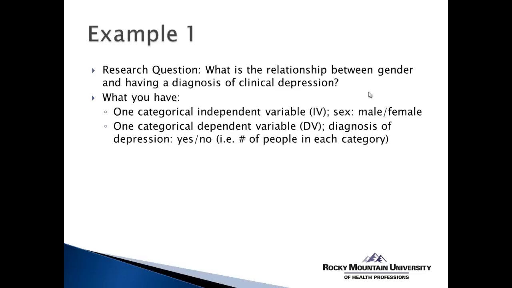The next thing we think about is what we have as far as variables. Well, in this case, we have one categorical independent variable, gender. In other words, we're assuming gender is going to have an impact on clinical depression or diagnosis of clinical depression. So it's a categorical independent variable with two levels, male and female. We have a categorical dependent variable or outcome, in this case a diagnosis of depression. Either they do or don't have clinical depression. And so one thing to note is we're not really measuring a score here, but we're measuring the number of people that fall into each category. Okay, so we have a categorical outcome.